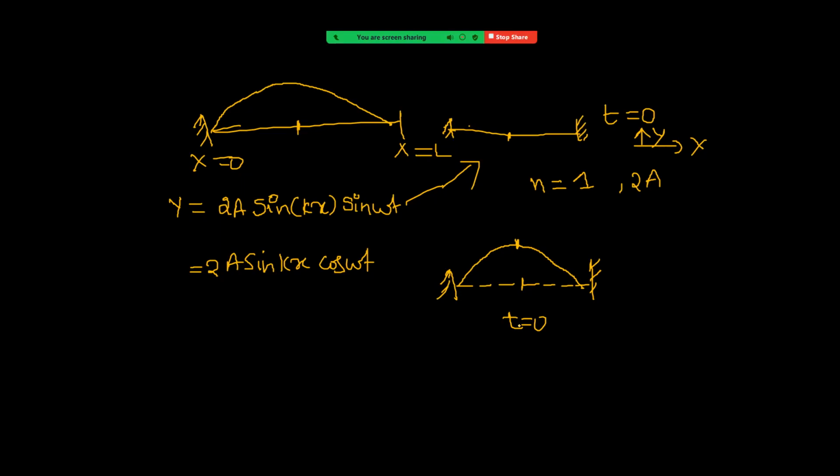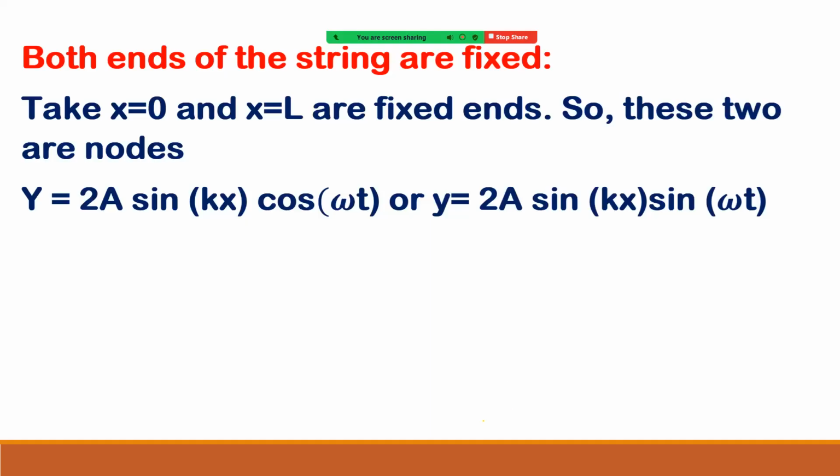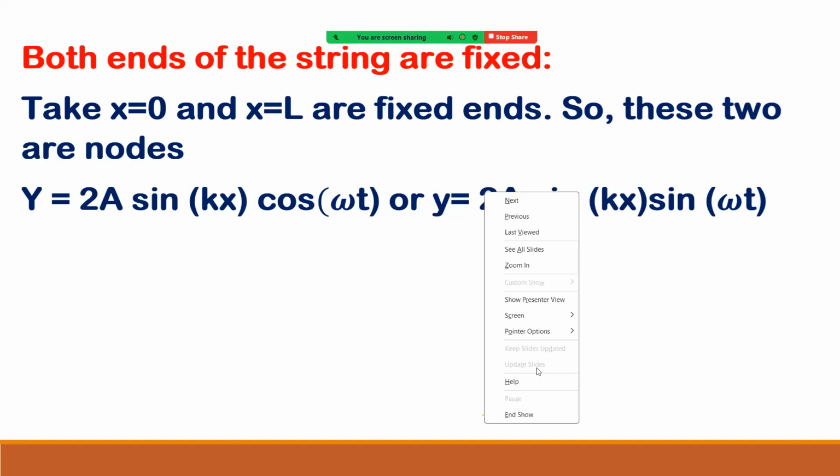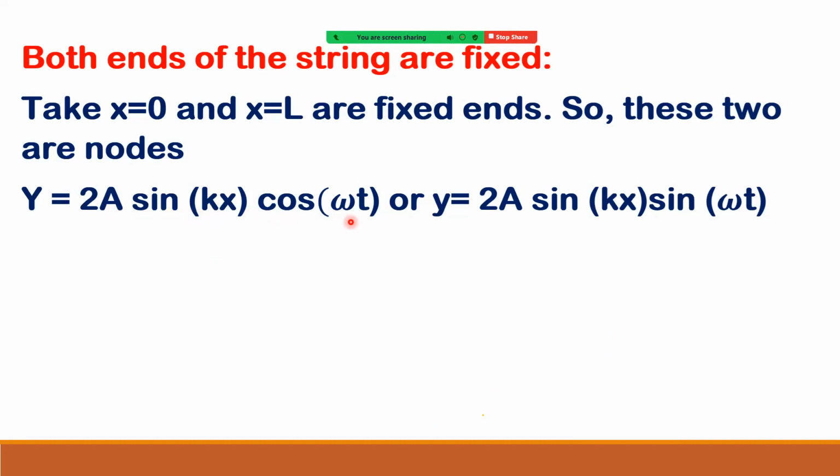To decide the remaining one, whether it is sin omega t or cos omega t, focus at the antinode. If it is at the mean position, sin omega t; if it is at the extreme position, cos omega t. Okay, right. Now see the notes for this. It is now 2a sin kx cos omega t or 2a sin kx sin omega t. So this depends on the given conditions, right?